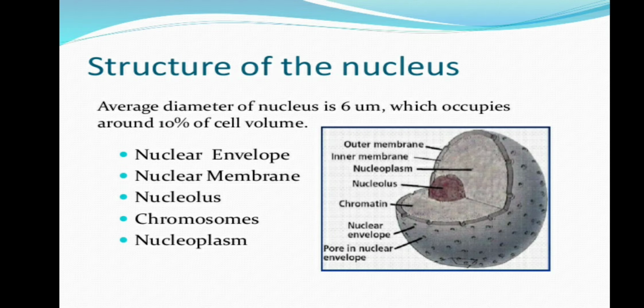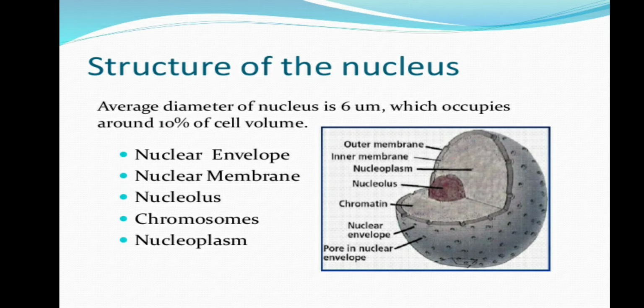The thread-like structure which is present in the nucleus is known as chromatin. And during cell division, this chromatin forms chromosomes. Chromosomes are made up of DNA and protein, deoxyribonucleic acid and protein. And genes are located on the chromosome. Genes are the unit of heredity which transmit characters from parents to their offspring.